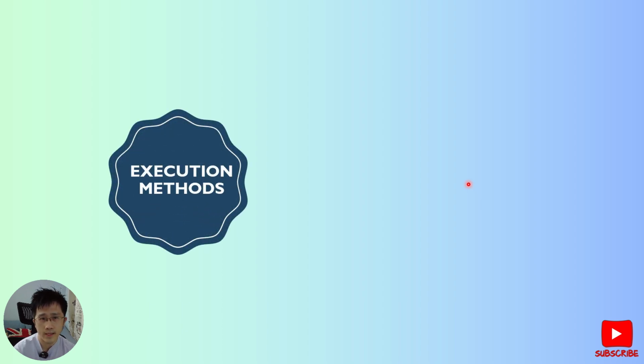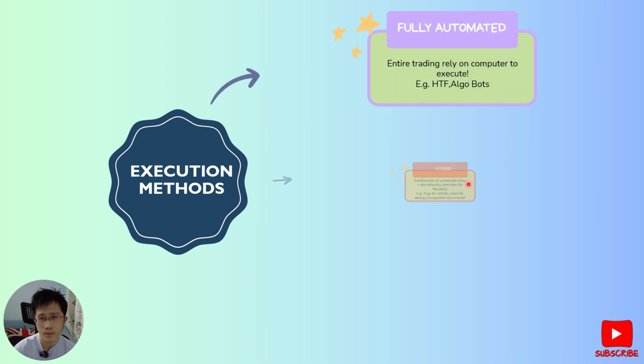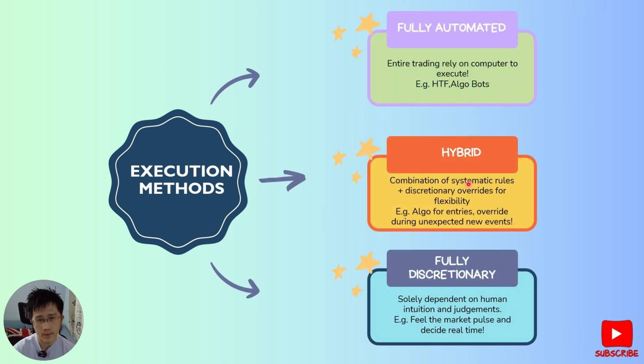And then of course, next we have the execution method. For the execution method, I have broken it down into three different ways that you can enter the market or execute your trade itself. So basically the first one is fully automated. Basically you just rely on the computer to do the execution, the entry and exit of your trade. Okay, those are more on the high frequency trading, algo robots.